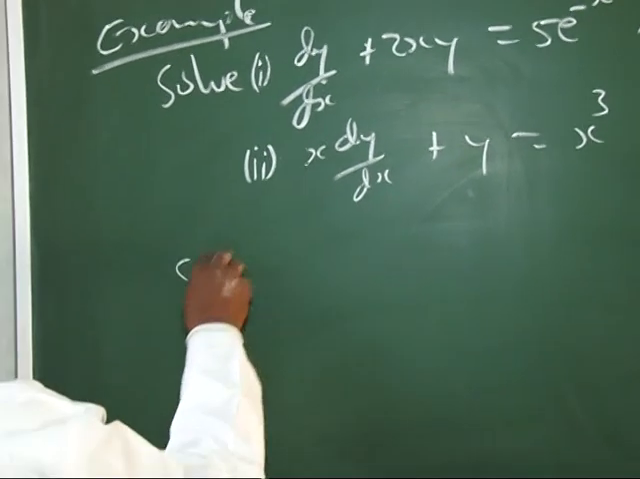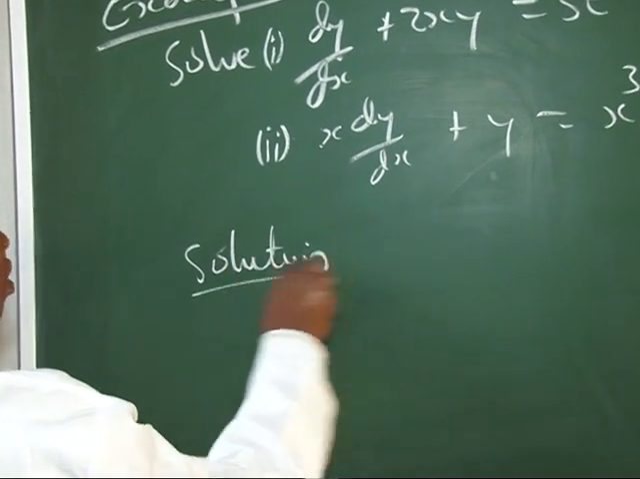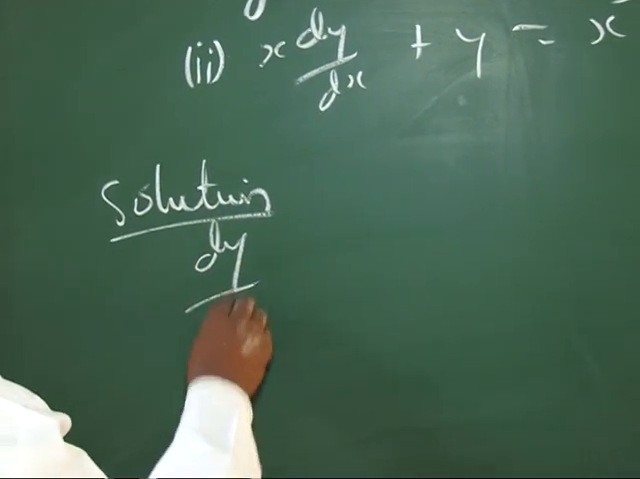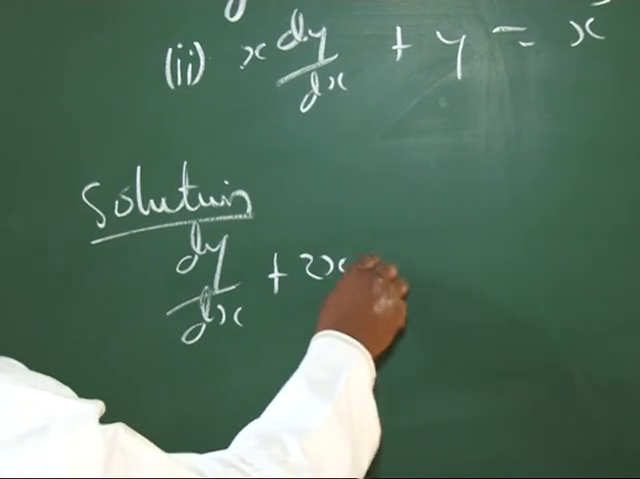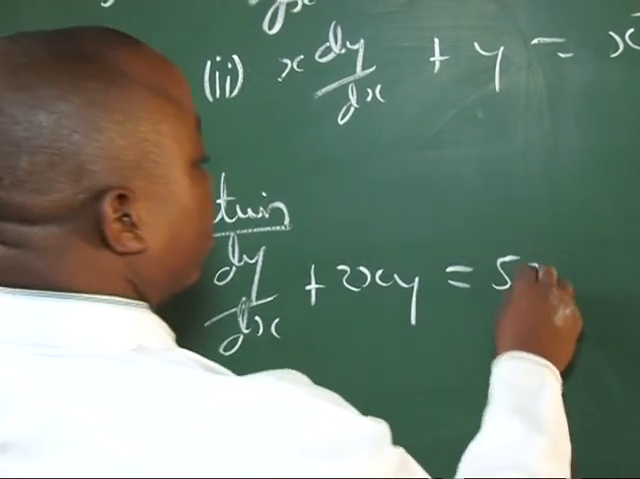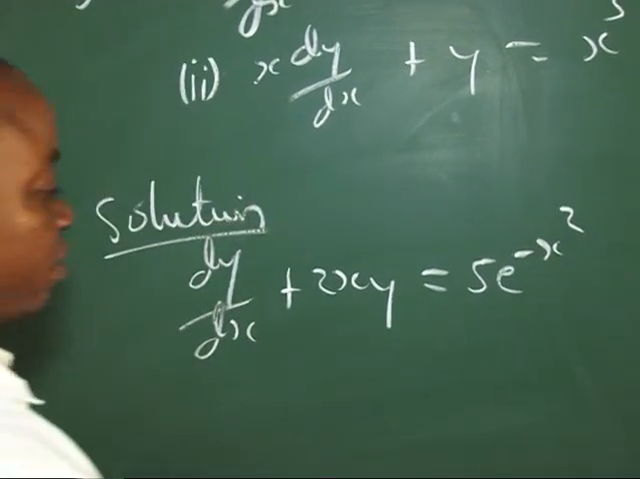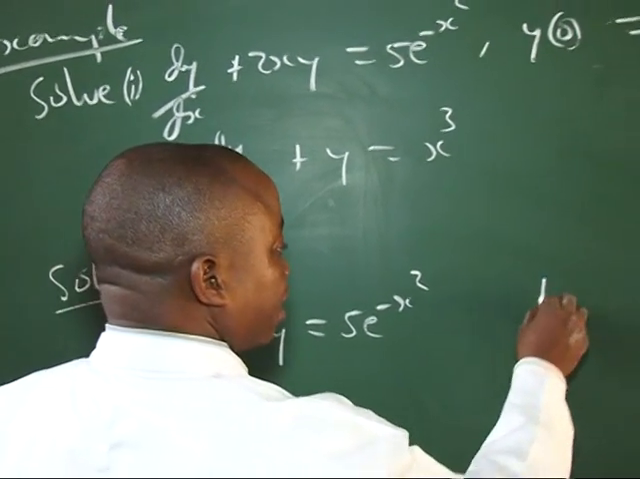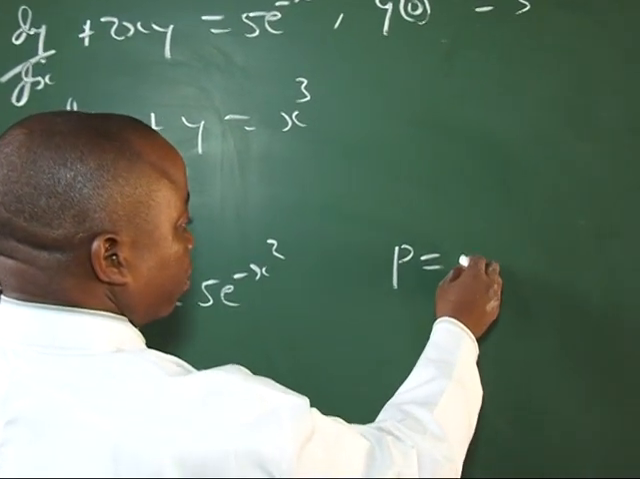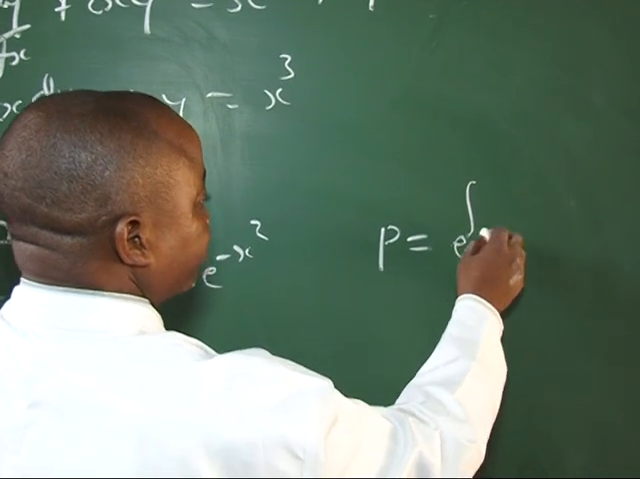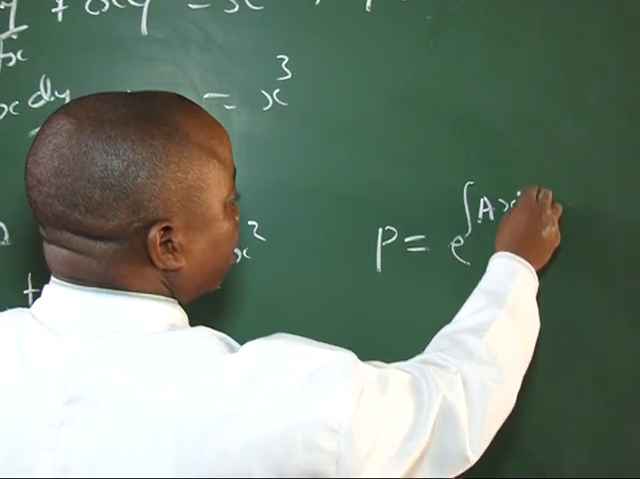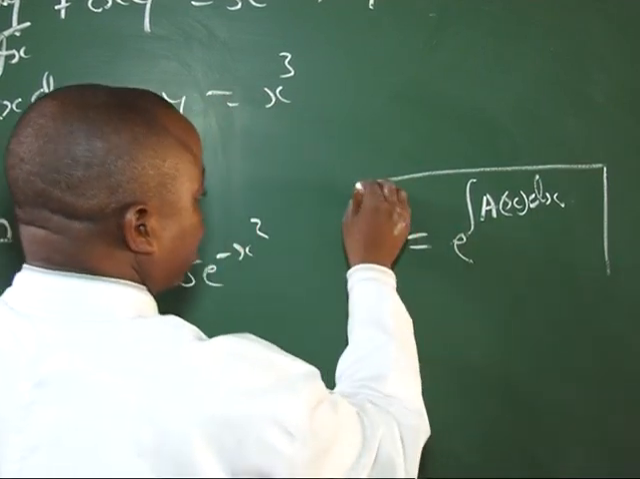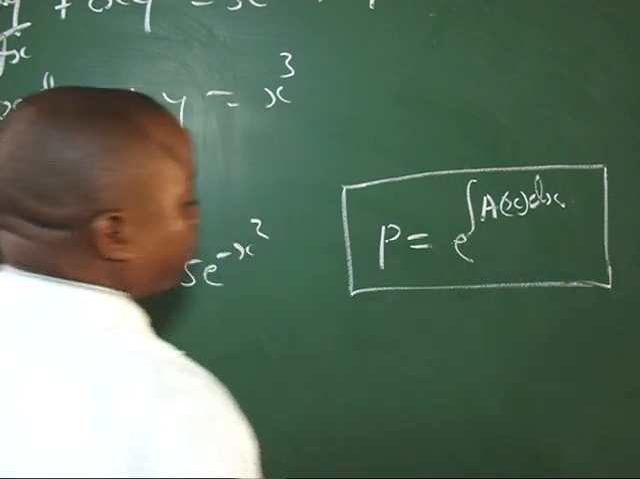Okay, so we pick the solution of the first equation, which is dy/dx plus 2xy equals 5 exponential minus x squared. Now here, let's recall that the integrating factor is given by exponential integral a of x dx. This is what we derive as our integrating factor.